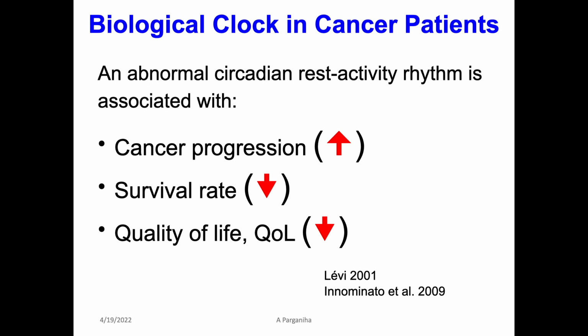The cancer progression will be more if there is a disruption in the rest activity rhythm. The survival rate will be lower if there is a disruption in the rest activity rhythm, as well as the quality of life of the cancer patient will be poor if there is a disruption in the abnormal circadian rhythm.